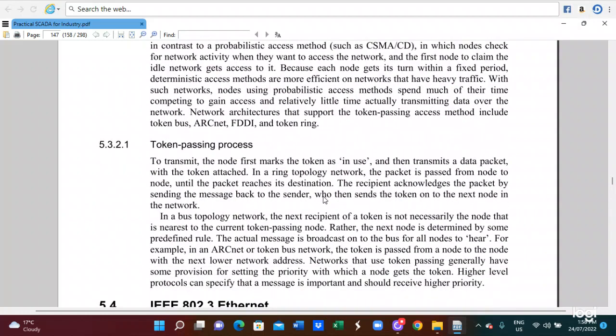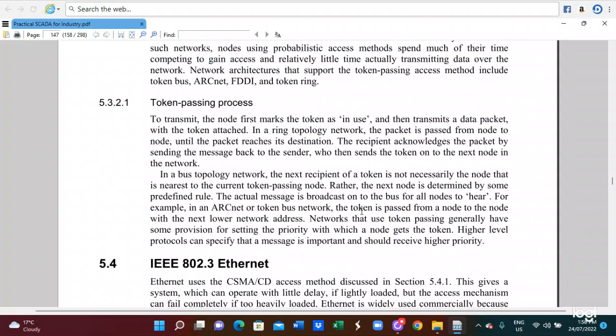And also the token passing system. Token passing system is to transmit from the node: first make sure the token is free, then transmit the data packets with the token attached. In a ring topology network, a packet passes from node to node until the packet reaches its destination. The recipient acknowledges the packet by sending a message back to the sender. Then the sender passes the token to the next node in the network. So this is for the token.